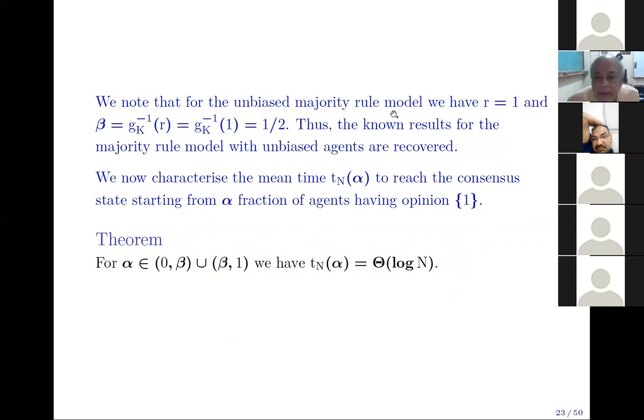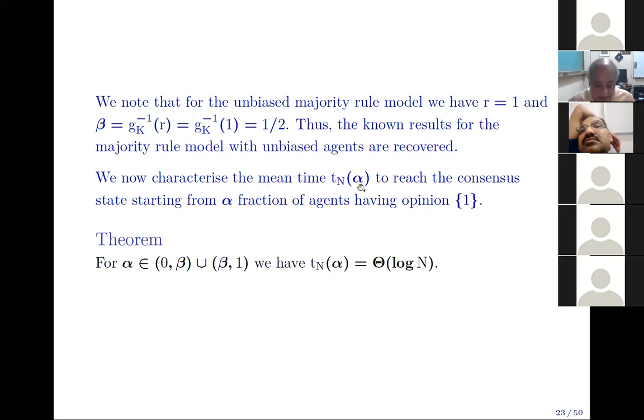For the unbiased majority rule, we have r equal to 1, and gk inverse you can calculate is half in that case. And therefore beta is half. And that agrees with the known results, because in the unbiased case, if the proportion of people holding belief 1 is smaller than half, in the society all go to opinion 0, and if a proportion of people holding opinion 1 is bigger than half, then the entire society, as time goes to infinity, goes to opinion 1. Okay.